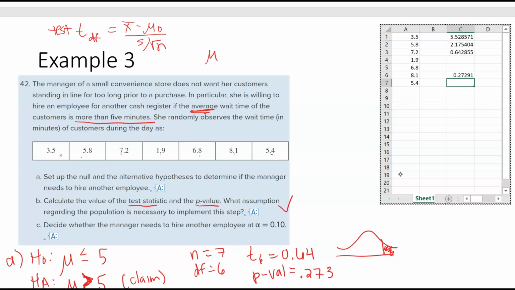What assumption regarding the population is necessary to implement this step? So it's necessary to assume that it is normally distributed here. So decide whether the manager needs to hire another employee at alpha equals 0.10.